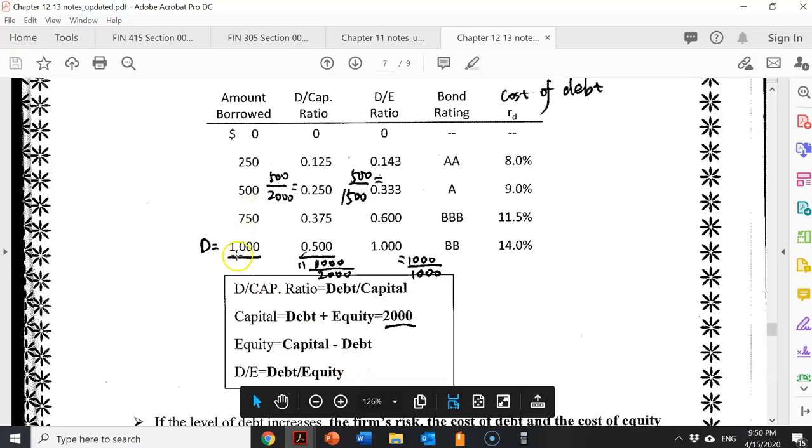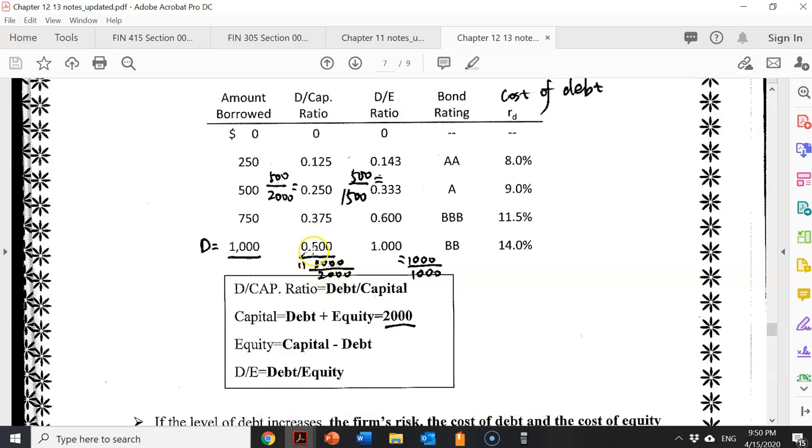So when we have debt of 1,000, the debt over capital ratio is 1,000 over 2,000, which is 0.5. When debt is 500, then the debt over capital ratio becomes 500 divided by 2,000, so it is 0.25. Of course, here equity would become 1,500, so the debt over equity ratio would be 500 over 1,500, which is 0.333. And when debt is 1,000, equity is 1,000, and the debt over equity ratio would be 1.